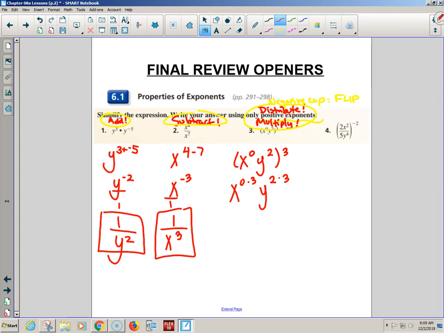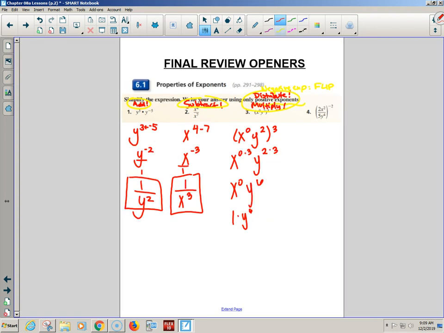But wait a minute, what's 0 times anything? 0. And then 2 times 3 is 6. Wait, what do we get to do with anything to the 0 power? I like this one. It becomes a 1, right? So anything to the 0 power is a 1. Maybe you should write that as a quick little hint. And anything times 1 is itself. So y to the 6th is the final answer. Are we okay?